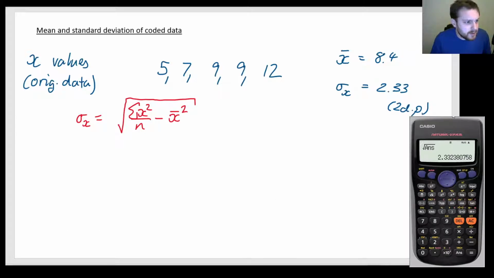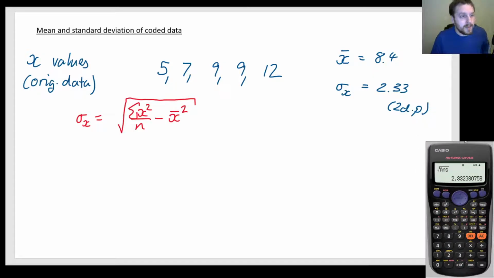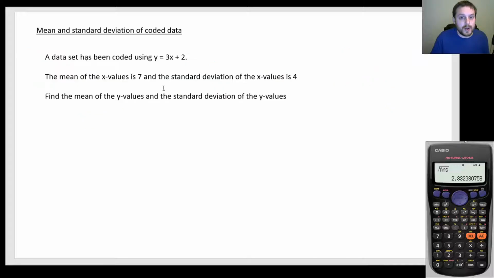I'm just going to maneuver the calculator here and make it a bit smaller. Right, now what does coded data mean? This is where I'm now going to affect the X numbers by a linear transformation. What that means is I'm going to times all of the numbers by something and add something. So I'm just going to do an example. Originally, I was going to times all of the numbers by 3 and then add 2. That's what I was going to do.